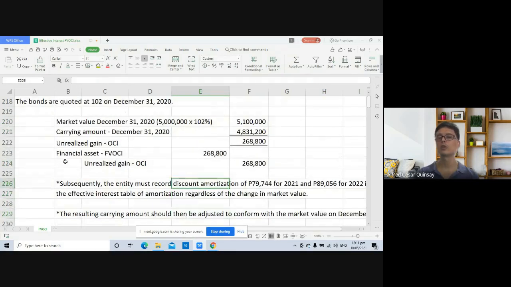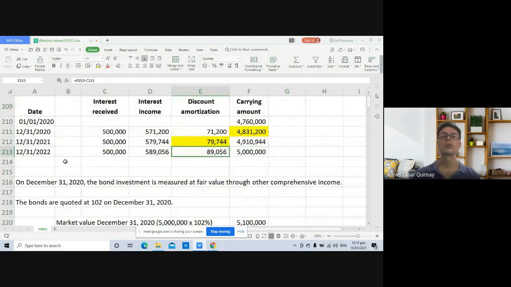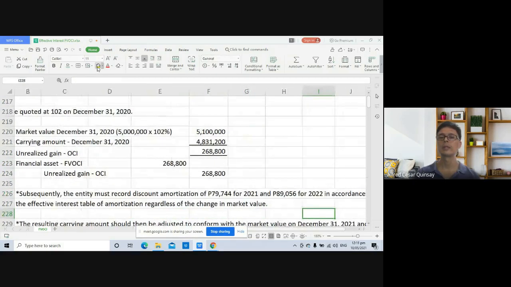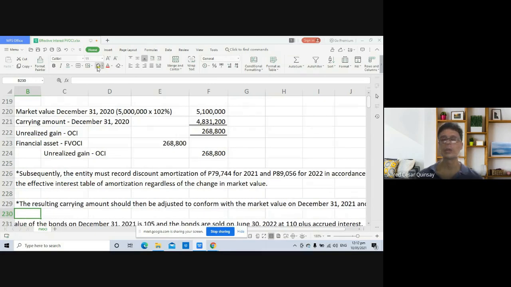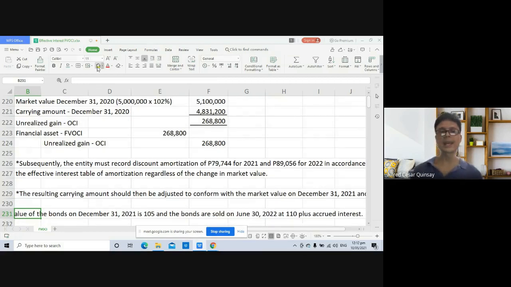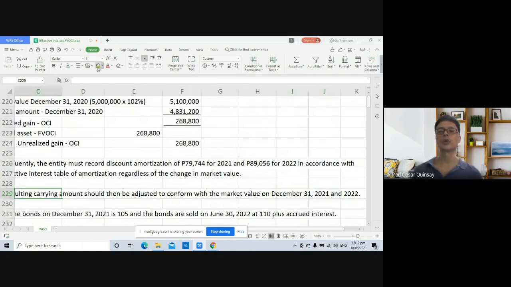Okay, on the following year, on 2021, and 89,056. Ayun. Itong dalawang to. On sa 2022 naman, no? Okay, yung ginawa natin kanina. In accordance with the effective interest table, regardless in the changes of market value, kasi unrealized gain pa naman to eh. Okay? Pero mamaya magagamit natin to once na binenta na ng company yung itong financial asset nila. Okay, so the resulting carrying amount should then be adjusted to conform with the market value on December 31 in 2020.